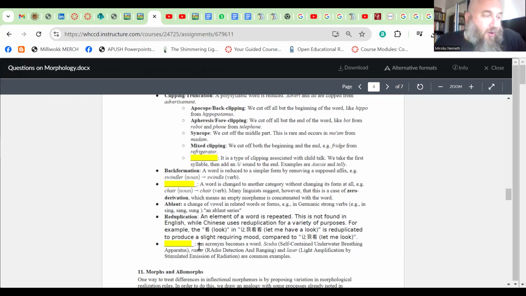After back formation, they talk about what they call conversion. That's when you take a word, like the example of chair as a noun to chair as a verb. I don't like that example because I don't think we use it that much. To chair something is to lead it, like being the chairman or chairperson, and that's how they're using it. Whatever. Ablaut, don't worry about that. Reduplication, don't worry about that.